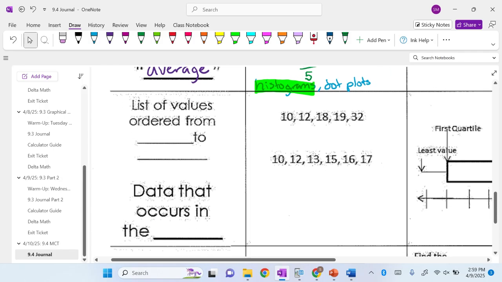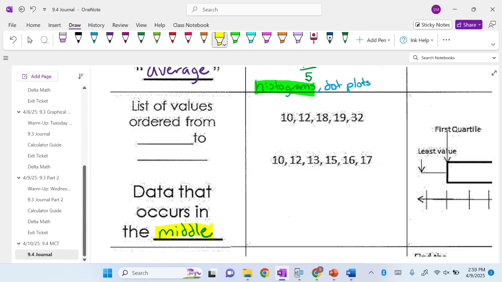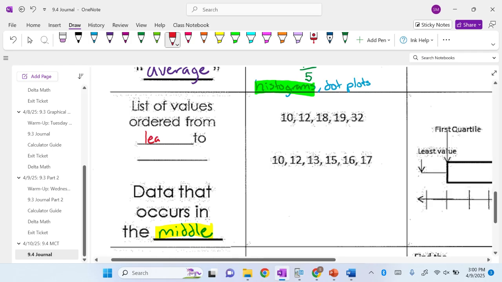All right, now we're looking at median, which you guys should know means the middle. So it's data that occurs in the middle. So keyword, middle. Now, when we are finding this data, you always have to list your values in order from least to greatest, especially if you're doing it by hand.